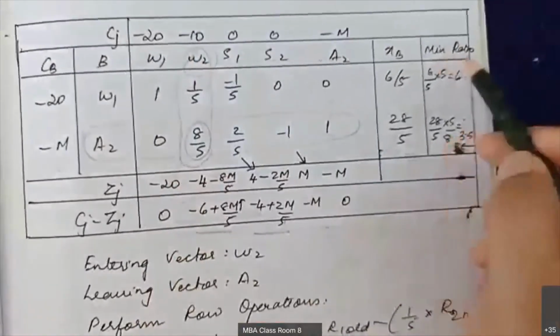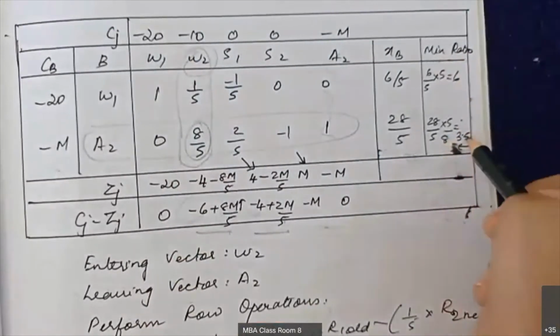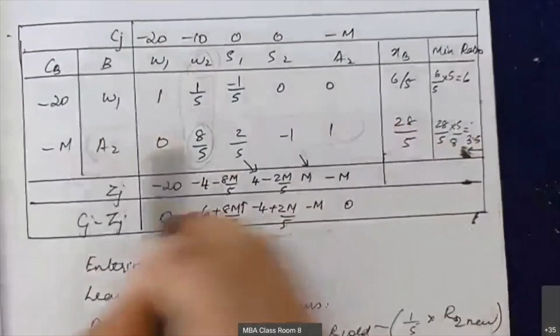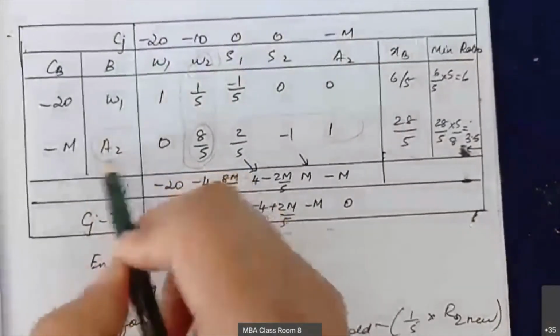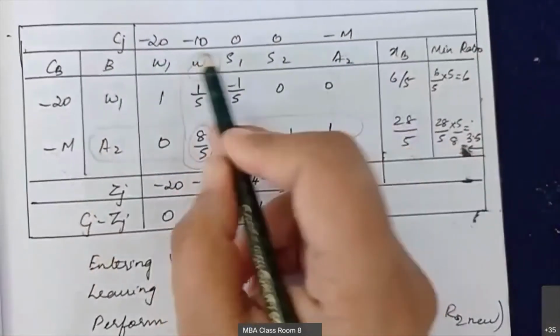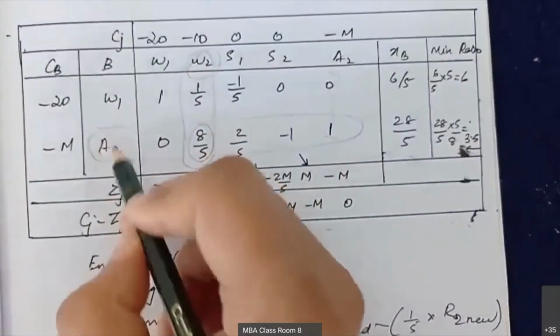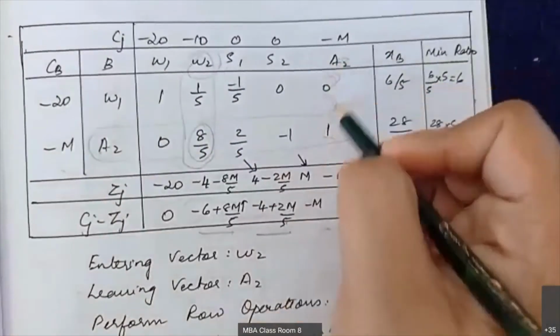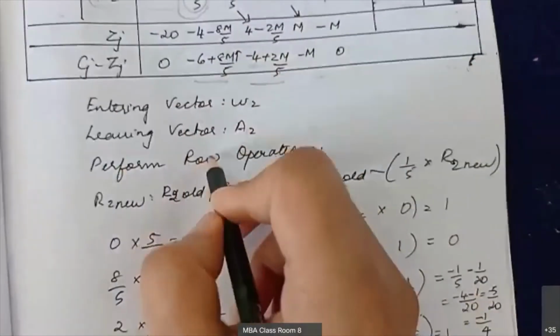Go and check the minimum ratio. Here we have 6 and here we have 3.5. So this is going to be our leaving vector. A2 will leave and W2 is going to come inside. According to the Bigham method, in the next simplex table, you don't have to consider A2. Just strike it out.